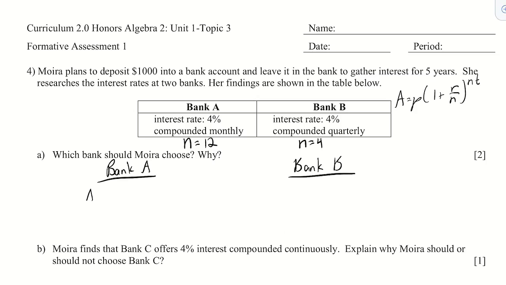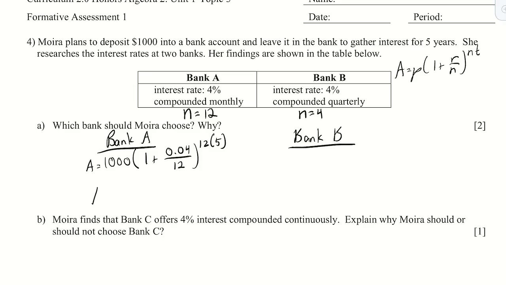So for Bank A, the amount is going to be equal to the principal, which is $1,000. That's how much she's depositing into the bank. Then 1 plus the rate, which is 0.04. Remember, we move it 2 decimal places to the left, and then over 12, raised to the 12 times 5 years. So the amount that I should get after that specific amount of time should end up becoming $1,220.99.